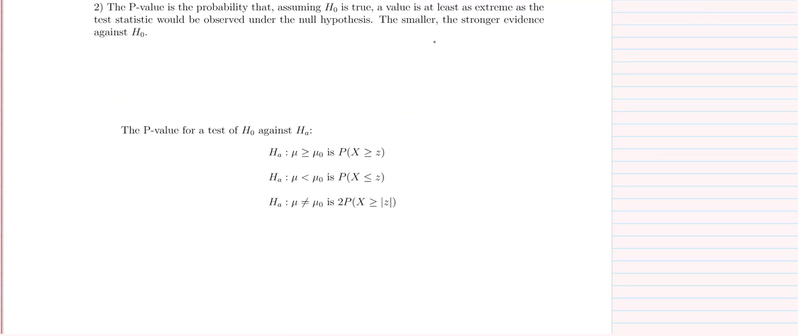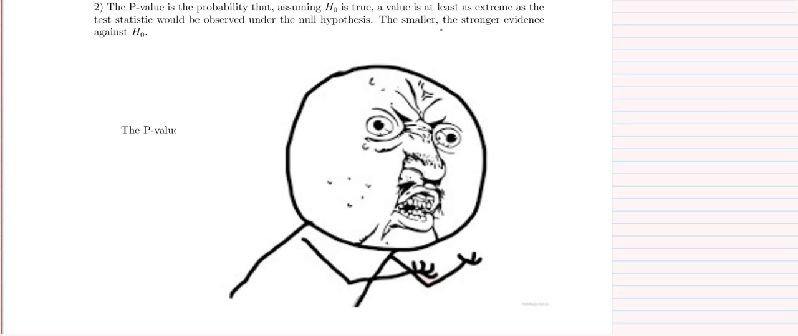All right, a second thing that we have to calculate is something called a p-value. If you've worked in science research, then you know what the p-value is, but maybe you didn't exactly cover what it means theoretically. Again, we're assuming H0 is true, so the p-value is the probability that a value is at least as extreme as the test statistic would be observed under the null hypothesis. The smaller the p-value, the stronger the evidence against H0. What?